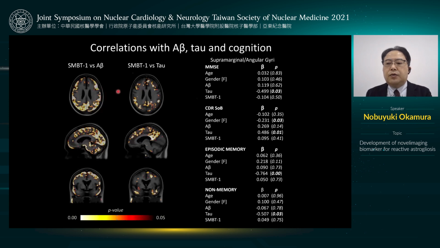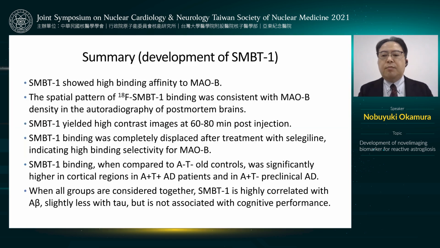And we also examined the correlation of cognition with age, gender, A-beta, tau, and SMBT1 retention. Only tau is correlated with cognition, and SMBT1 retention is not directly associated with cognitive performance. So this is a summary of the SMBT1 PET studies.